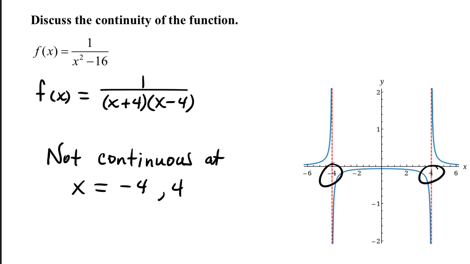Discuss the continuity of the function. We have the function f of x equals 1 over x squared minus 16. The denominator is a difference of 2 squares. We can factor that as x plus 4, x minus 4. Neither factor can be canceled because the numerator is only 1.